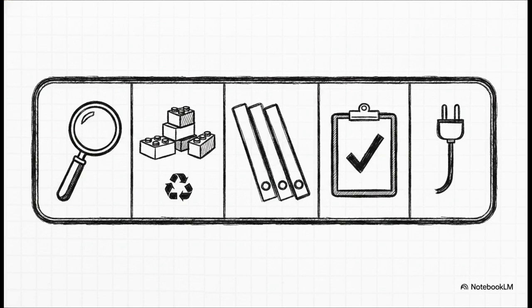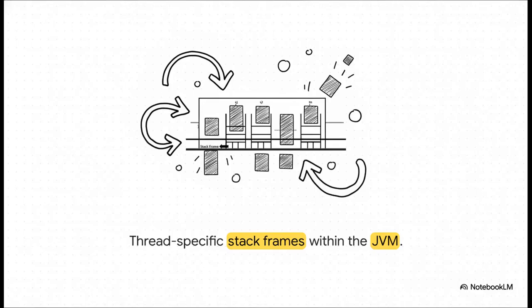Then we have Java stacks for your method calls, PC registers to track execution for every single thread, and native method stacks for interfacing with non-Java code like C or C++. Let's zoom in on those Java stacks for just a second. For actual execution, every active thread gets assigned its very own specific stack.